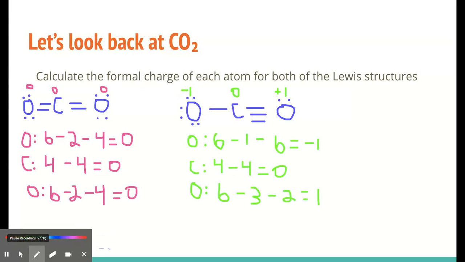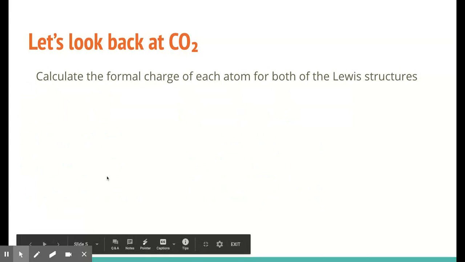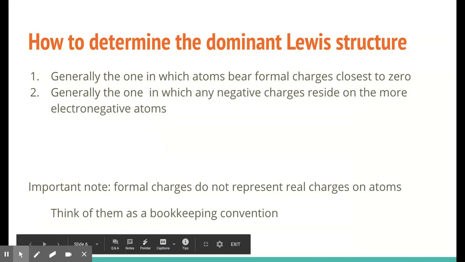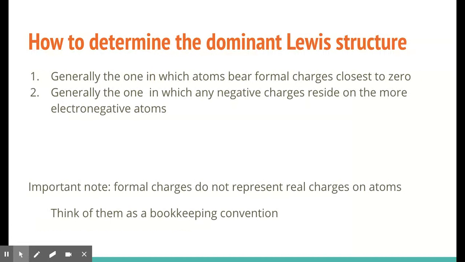So your work should look similar to mine. This first row here is my leftmost oxygen, my carbon, my rightmost oxygen. These all have a formal charge of 0. When I move to this right one, this oxygen has a -1 charge, my carbon still has a 0 charge, and my other oxygen has a formal charge of +1. So with that information, which one do you think is more correct?